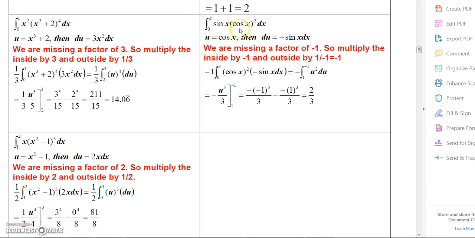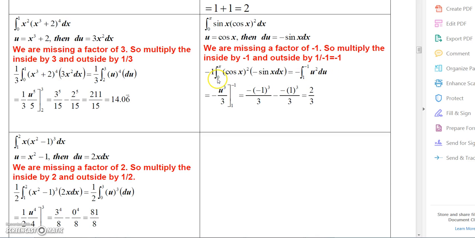Okay, on this one I have cosine x quantity squared, so I'm going to let u be cosine x and du be minus sine x dx. Now since I don't have minus sine x, I'm going to multiply the inside by negative 1 and the outside by negative 1, and then that way that'll get me the negative sine x in here. So now this is going to be u squared. The cosine x quantity squared is the u squared, and the minus sine x dx is du.